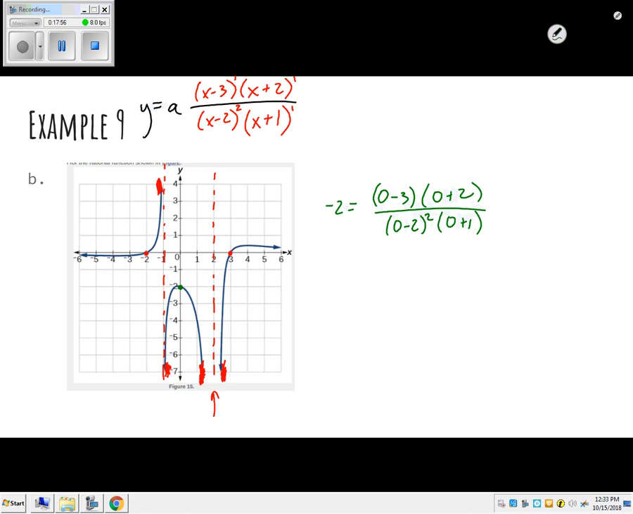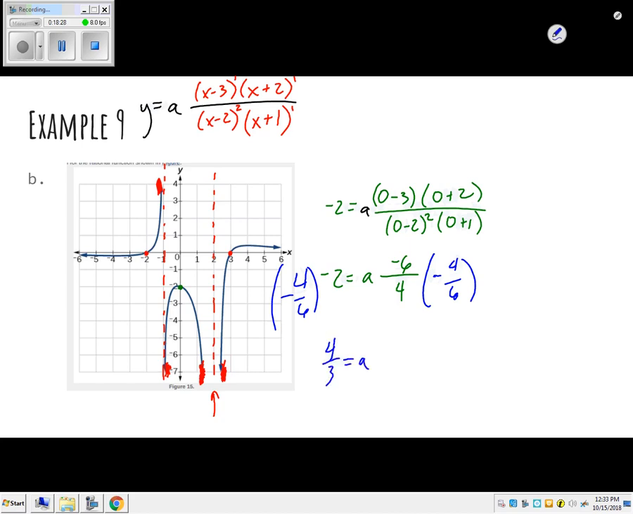I still have this a right here in front I'm looking to solve for. This negative 2 comes down. I have an a. So negative 3 times 2 is negative 6. Negative 2 squared, that's positive 4. To get rid of a fraction, I'm going to multiply by its reciprocal. So multiply both sides by negative 4/6. See, that gives me negative 8 over 6, which is 4/3.